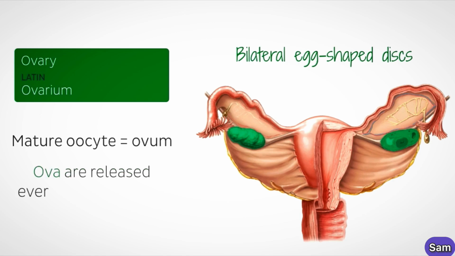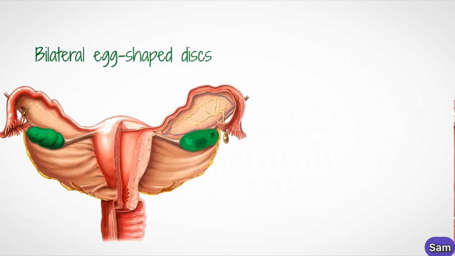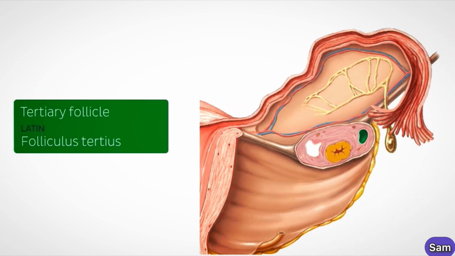The ova, which is the plural form of ovum, are released by the follicles into the fallopian tubes in order to be fertilized. The ovaries release these egg cells every 3 to 4 weeks in the average adult female, and they are shed by the body in the process of menstruation. So now that we've spoken briefly about the ovary as a structure, let's have a look at some structures that may be found within the ovaries.